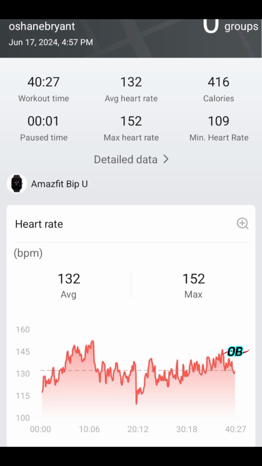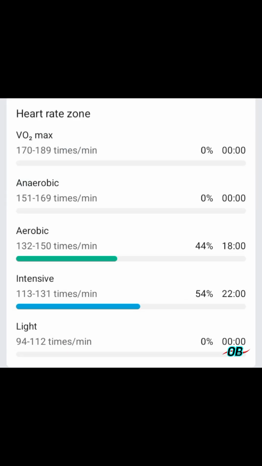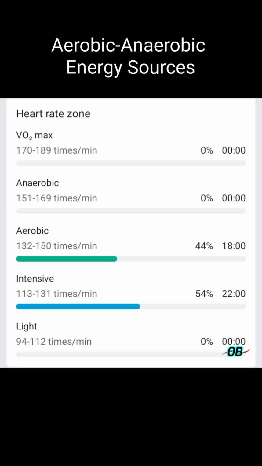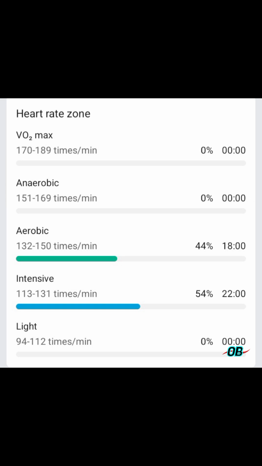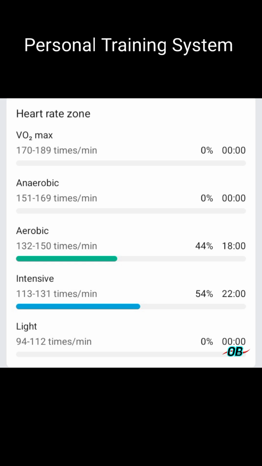In the context of the energy source provided for me to do the work, aerobic predominantly is fats as the energy source. Anaerobic predominantly is carbohydrates. Now, looking at this chart here, we can see where the heart rate zones have been broken down into light, intensive, aerobic, anaerobic, and VO2 max.